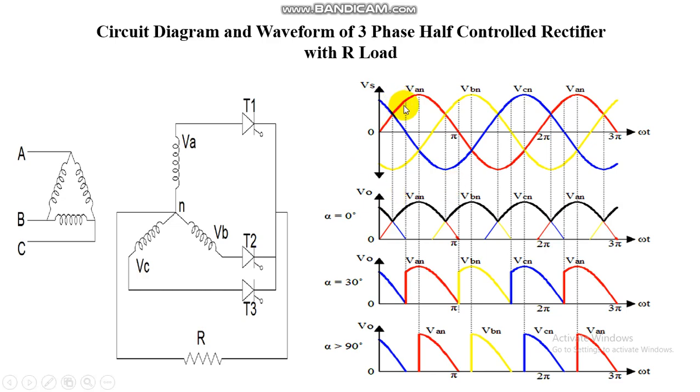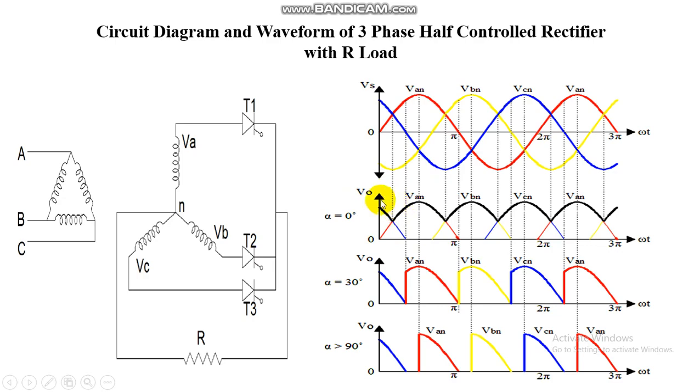And coming to waveforms, look at this blue line indicating B phase, this red line indicating R phase, means A phase, and this yellow line indicates Y phase. We can call them R, Y, B phases. All these three waveforms have a 120 degrees phase shift from each other.